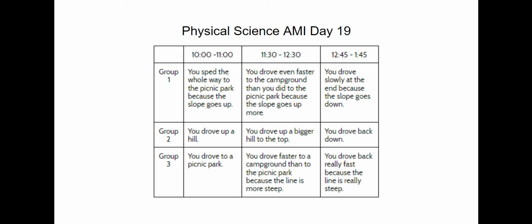Group 2, you drove up a hill. You drove up a bigger hill to the top. You drove back down. Group 3, you drove to a picnic park. You drove faster to a campground than to the picnic park because the line is more steep. You drove back really fast because the line is really steep.